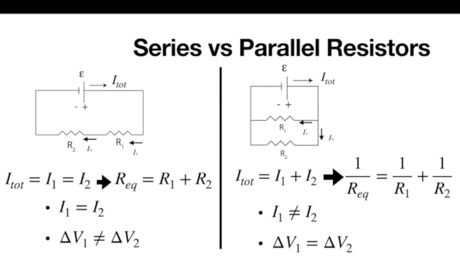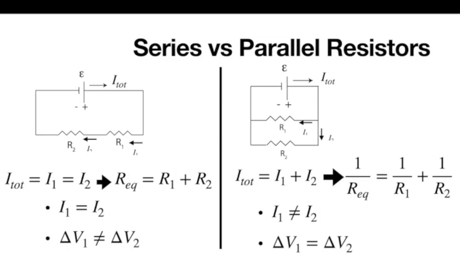Since I total all has to go through R1, whatever goes through R1 also has to go through R2. So I total, I1, I2 are all the same thing. And that, combined with the loop rule, allows us to find that we can replace these two resistors with an equivalent resistance that's just equal to their sum, R1 plus R2.